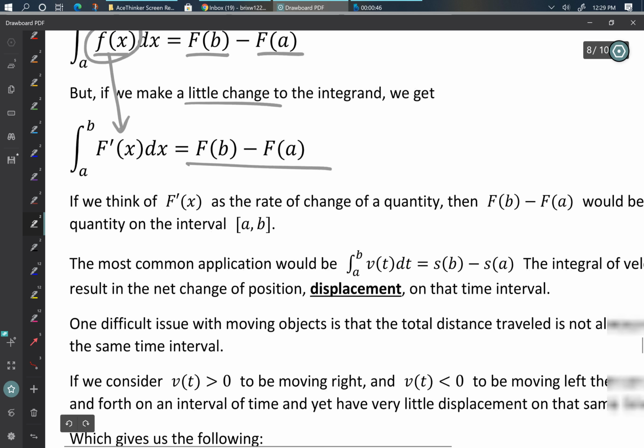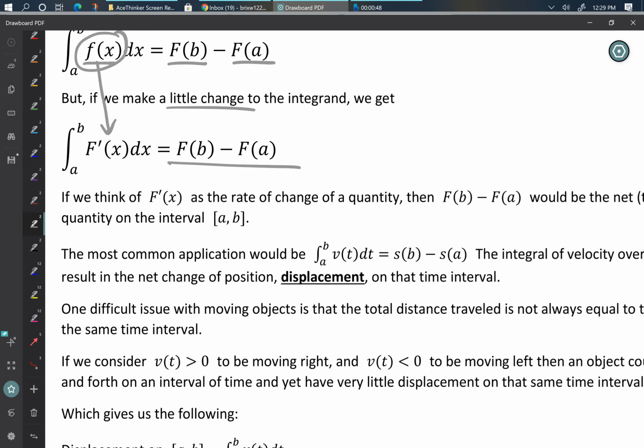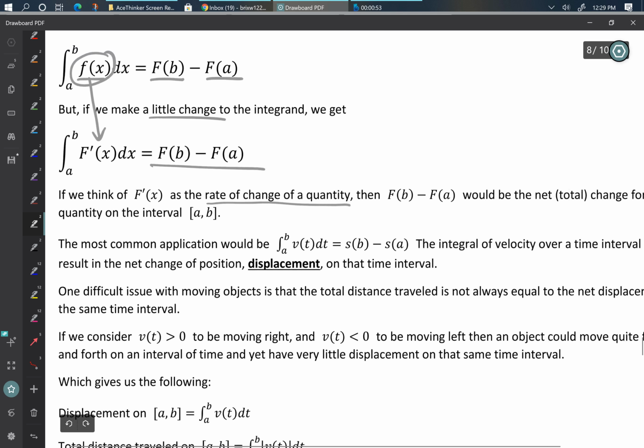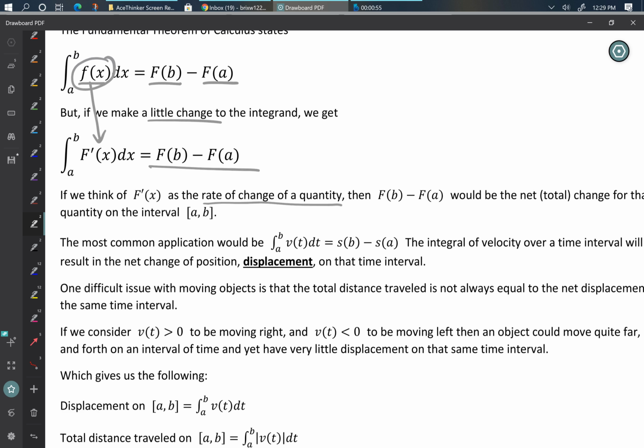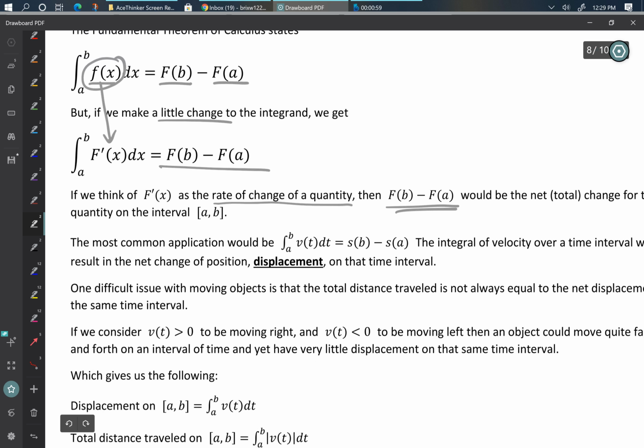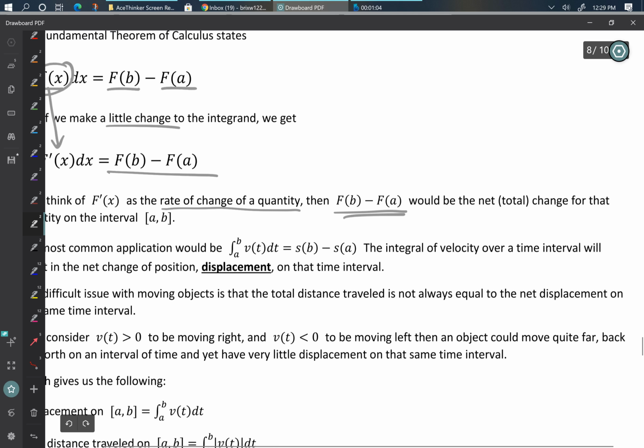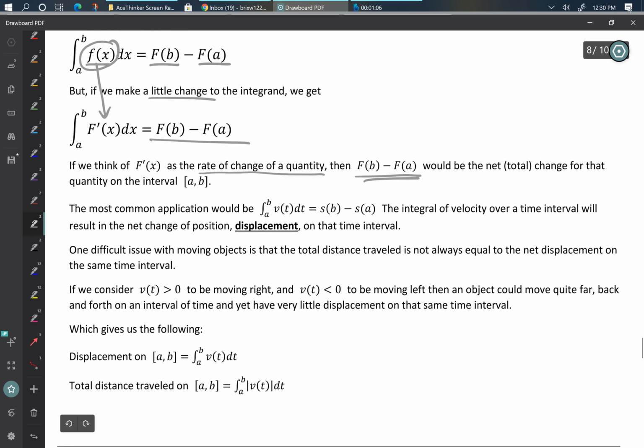So if we think of f prime being the rate of change of some quantity, okay, it's measuring how fast something is changing because that's what derivatives do, then what does f of b minus f of a stand for? Well, it would be the net or the total change for that quantity on an interval.